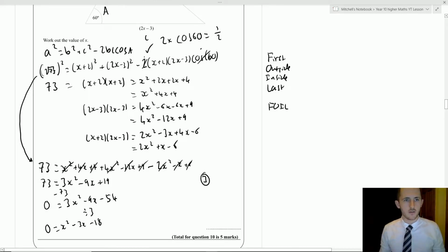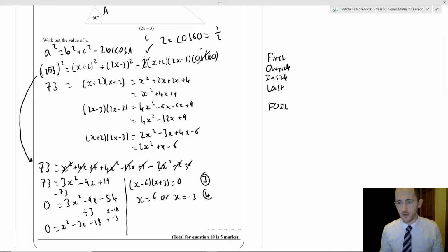And then all we need to do is shove that into brackets, right? So what we have here is we want 2 numbers that times to negative 18 and add to minus 3. I can think of minus 6 and plus 3. So x minus 6, x plus 3 equals 0. So my values of x are x equals 6 or x equals minus 3. Up to here, I've now got 4 marks.